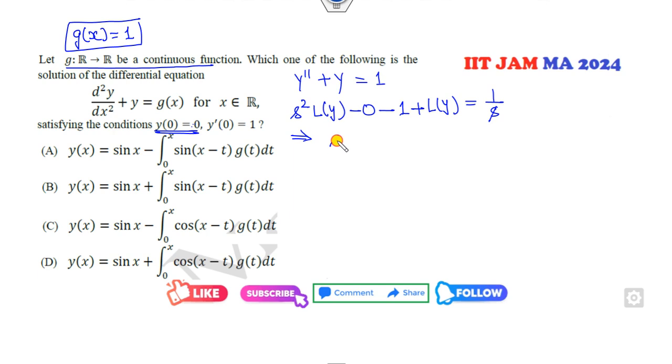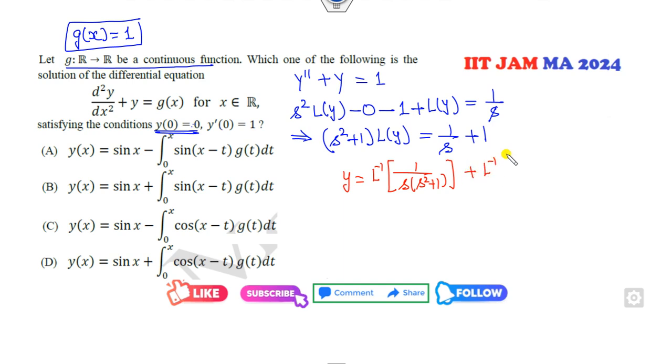So how can you find the Laplace of y? It is s square plus 1 Laplace of y, which is 1 over s plus 1. So what is y? Y is my Laplace inverse of 1 over s into s square plus 1, plus Laplace inverse of 1 over s square plus 1. This part is my sine of x, because my independent variable is x, that's why it's x. How can you solve this Laplace inverse? There are two methods. Firstly, if you look at the options, which term will look like an integration? That's a convolution.